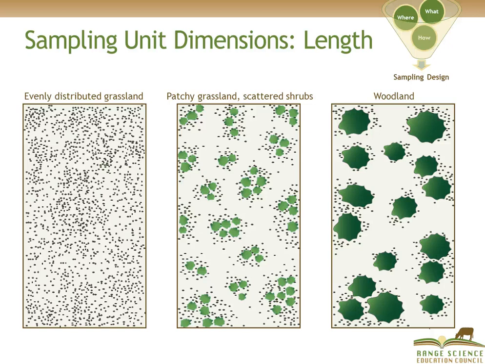In this example, we're looking at three schematic diagrams of different vegetation types. First, we see on the left a fairly evenly distributed homogeneous grassland. In the middle, we have a patchy grassland that has some open space with scattered shrubs. And to the right, we have a woodland with fewer, larger individual trees and some scattered plants. So what happens when we put short transects into these environments?